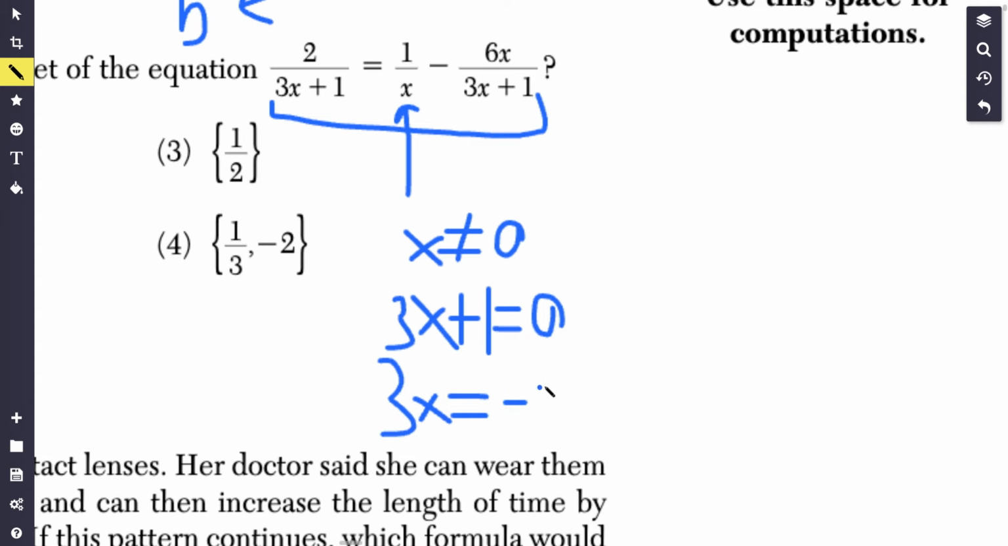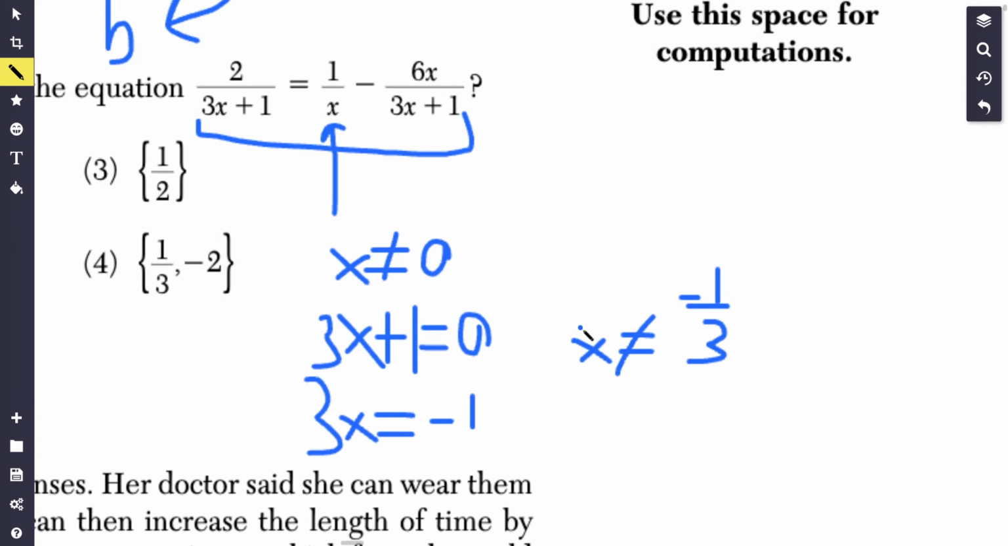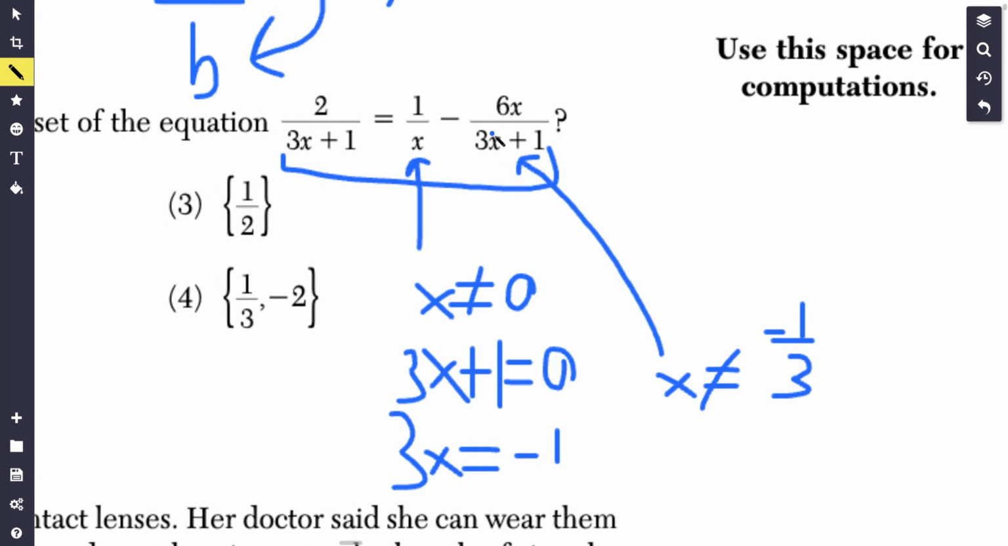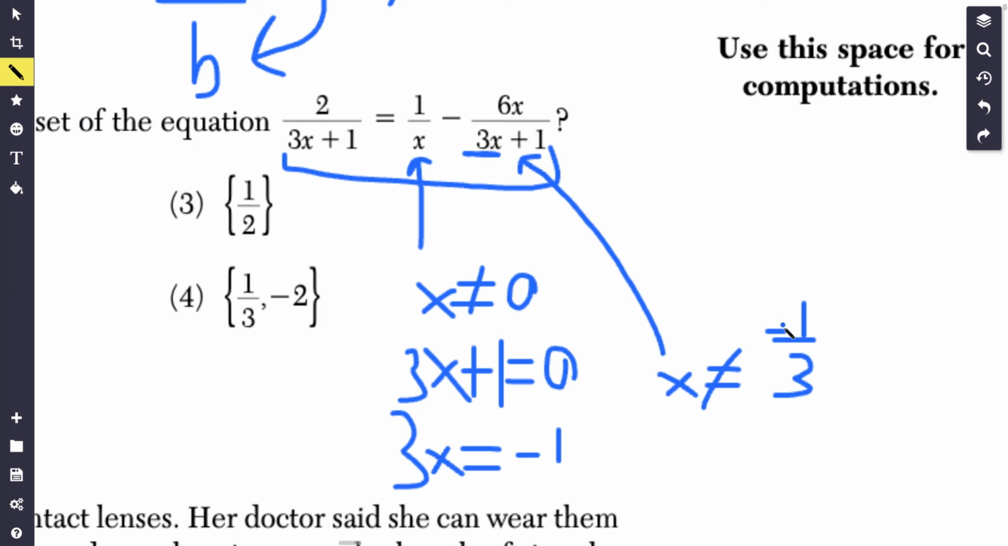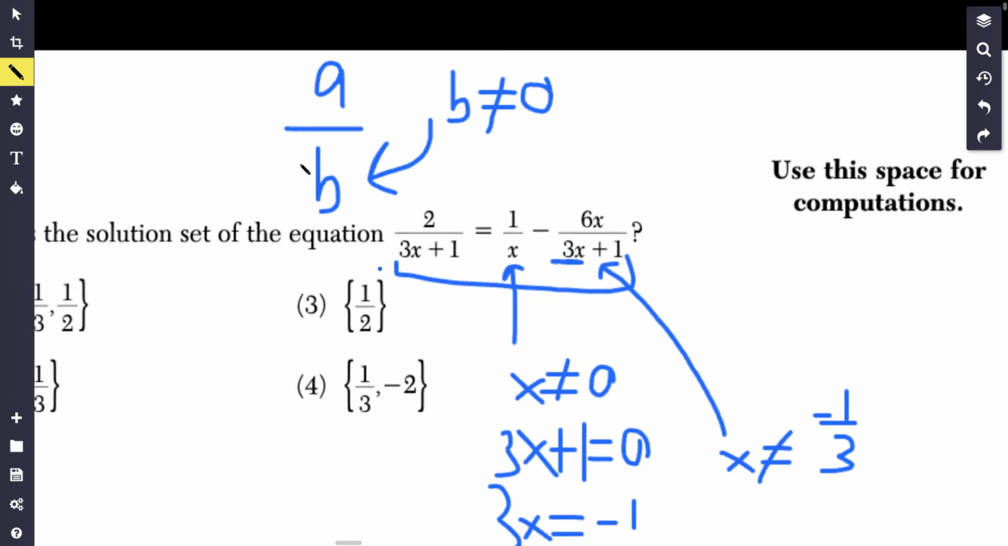So you have 3x equals -1, x is equal to -1/3, and in this case x can't be equal to -1/3. Basically, all we did was take our denominator, set it equal to 0, solve for x, and whatever value we get, you can't have as your answer. Notice how if I plug in -1/3 here, -1/3 times 3 is -1. -1 plus 1 is 0, so you're dividing by 0. So -1/3 can't be the denominator, and these denominators are the same, so this one also can't be -1/3.